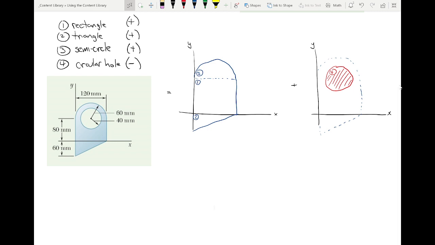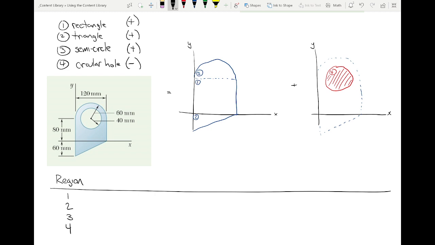All right. What I'm going to do is draw myself a little table right here. And it's going to be kind of long. There's going to be like 6 columns in this table, so just be ready for this in your notes. So let's start off with region. And I'm going to have 1, 2, 3, 4. So there's 4 regions here in this cross section.